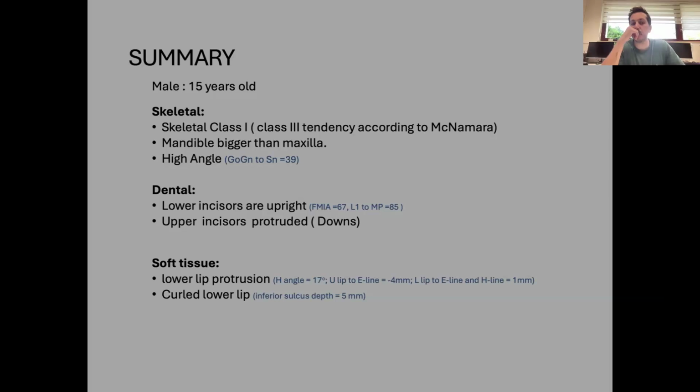And for the soft tissues, I mentioned there's a protrusion of the lower lip regarding the H angle and the E line. And we also have a curved lower lip due to the sulcus depth.